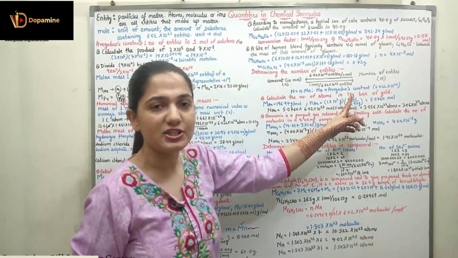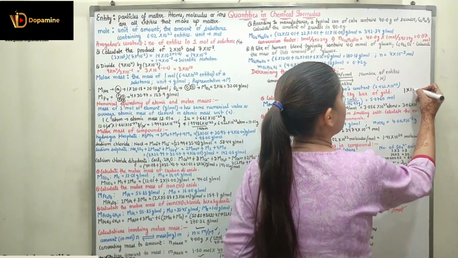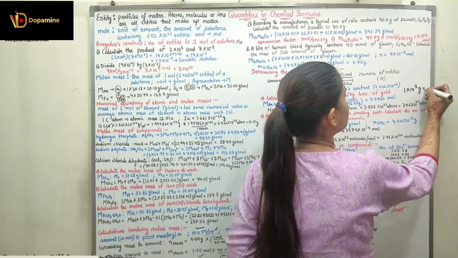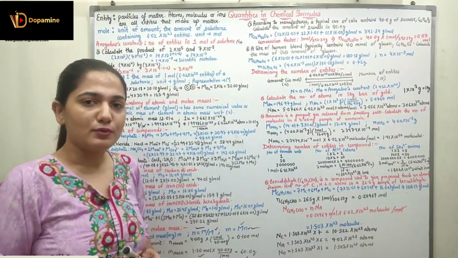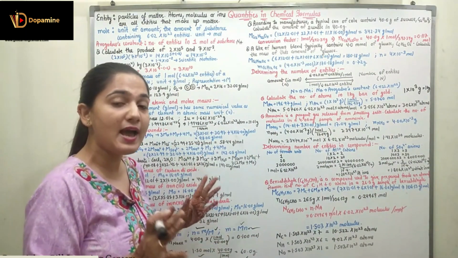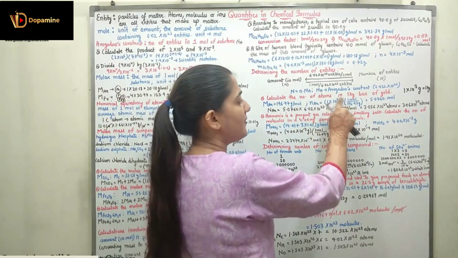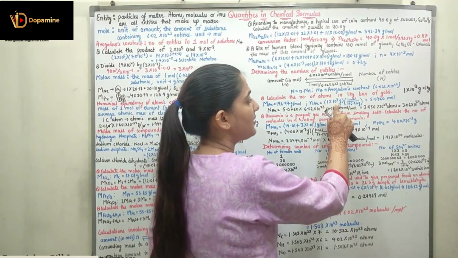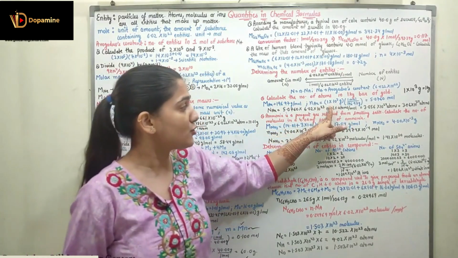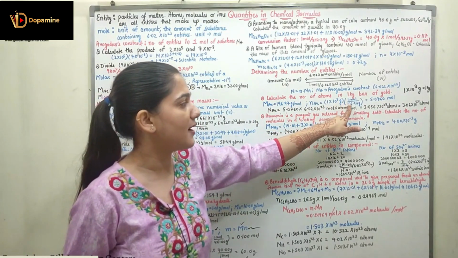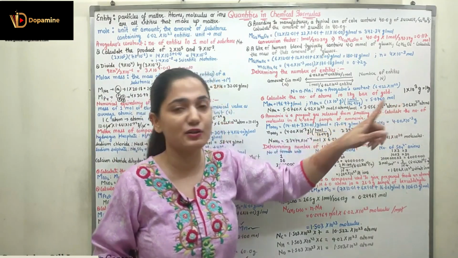Given mass is 1 kg, which is equal to 1 into 10 raised to power 3 gram. All of the calculations we have to do in grams, so we have to first convert the kg into grams. So we have the given mass as 1 into 10 raised to power 3 gram divided by the molar mass. Molar mass of Au is 196.97. When you divide 1 into 10 raised to power 3 by 196.97, you are going to get the number of moles, which is 5.0760 moles.